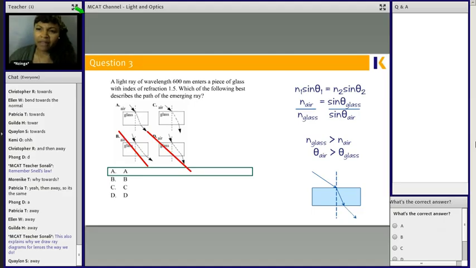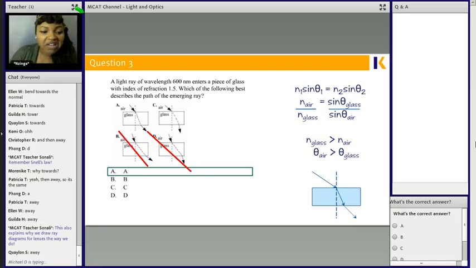So remember that. The more dense the material is, the more it's going to bend the light ray towards the normal. Glass is denser than air, so the light going into glass is going to bend more towards the normal. The less dense the material is, the more the light rays are going to bend away from the normal. That's how we get air towards the normal for glass, and then back away from the normal back to air. Just like that, you got the correct answer. You know what's going on. So good deal there.